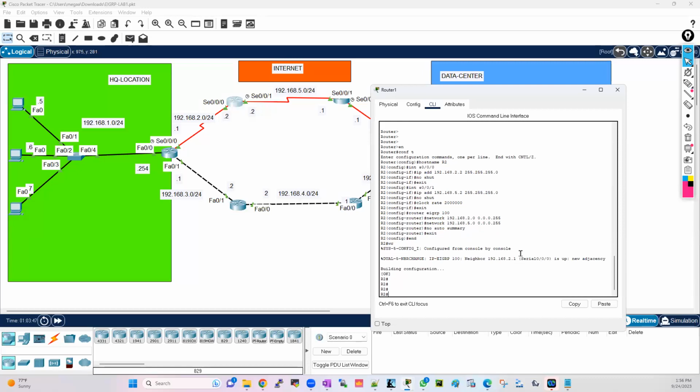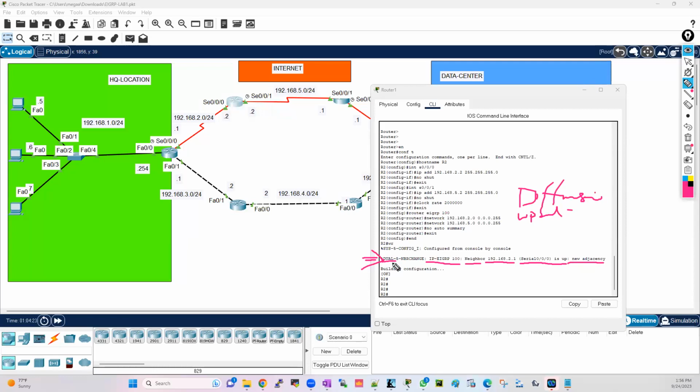Now when I paste it, please let's pay attention to here. You see that we have this DUAL neighborship. Can we see all this? Yes. New adjacency. This DUAL is what? They call it Diffusing Update Algorithm.